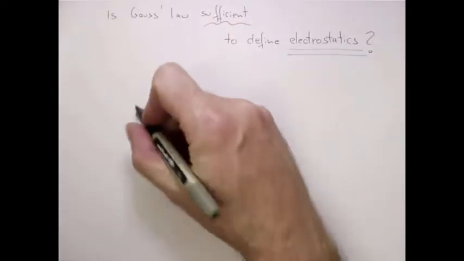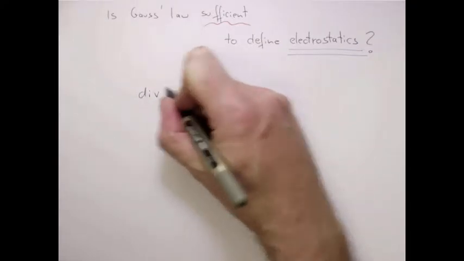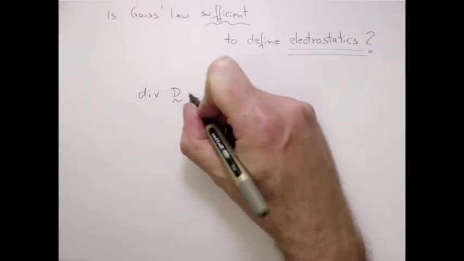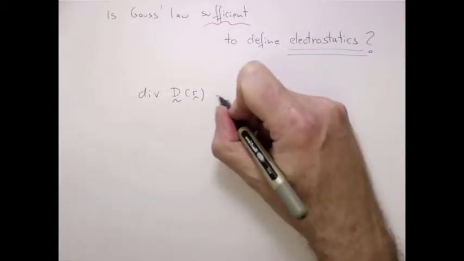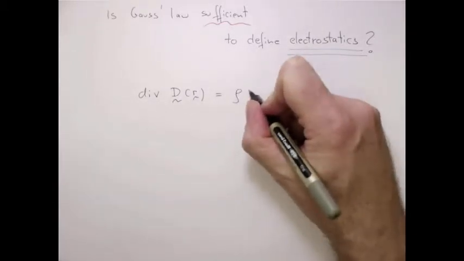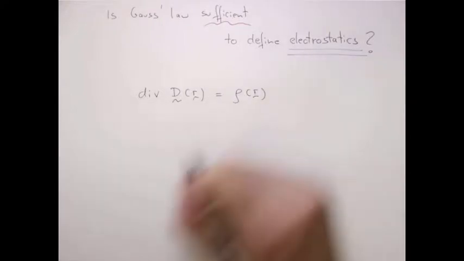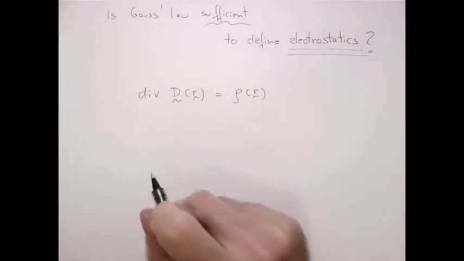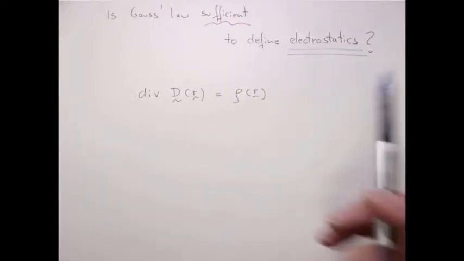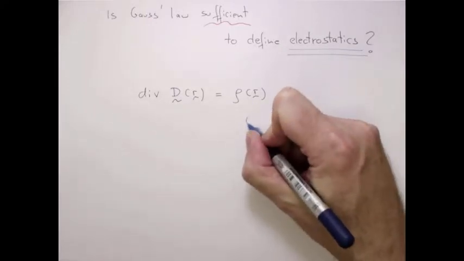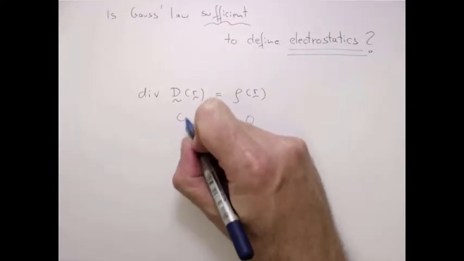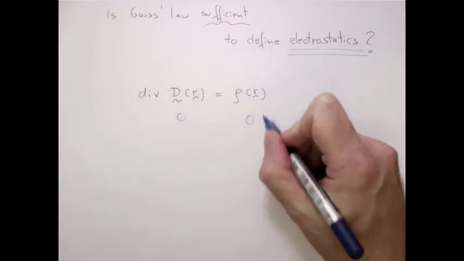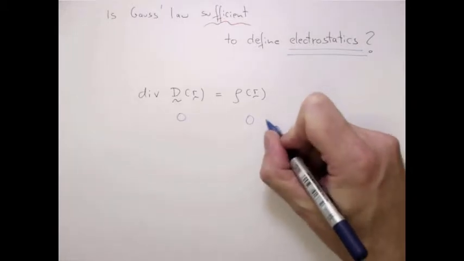In differential form, Gauss's law looks like this. The divergence of the electric flux density at all points in space is equal to the charge density at that point in space. From that equation we would assume that if the charge density is 0, then we also get an electric field that is 0. Certainly if the charge density is 0 everywhere.